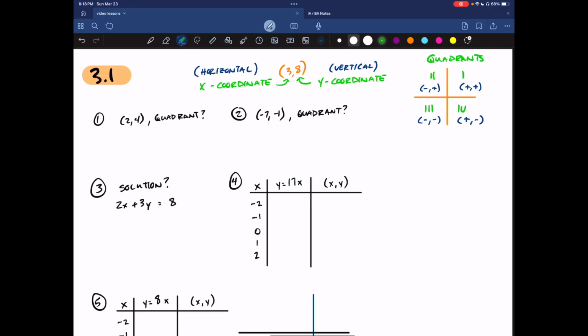Hey guys, and welcome to 3.1. In this section, we're going to be talking about graphing linear equations in two variables. So let's get started. This particular section is not going to be super long as far as number of problems, but it is rich in content.